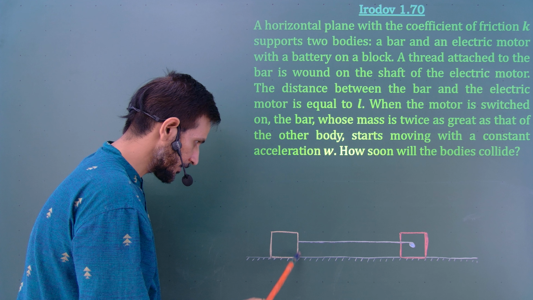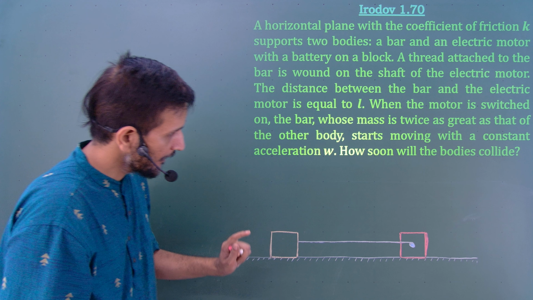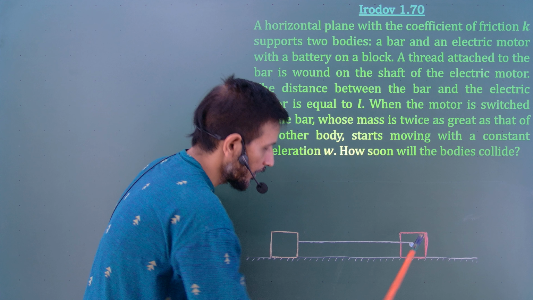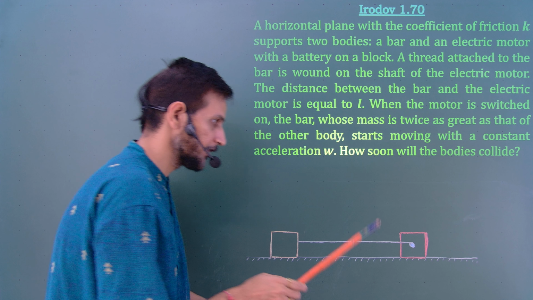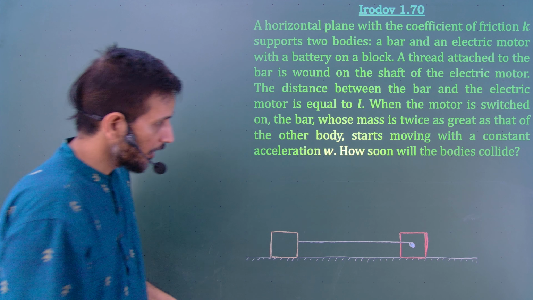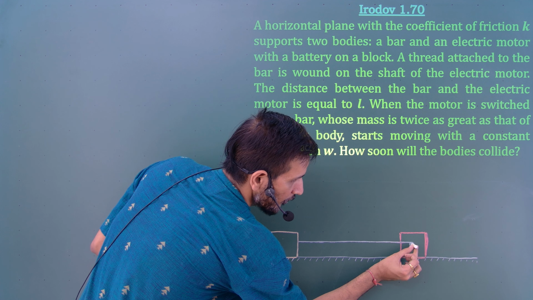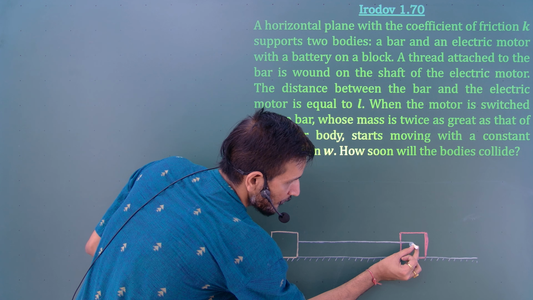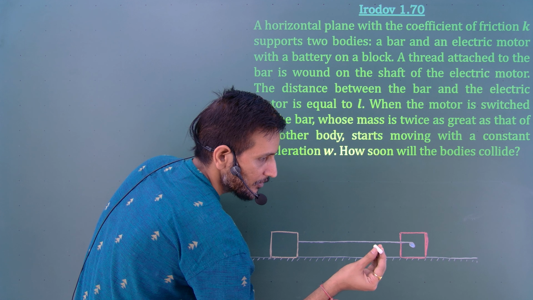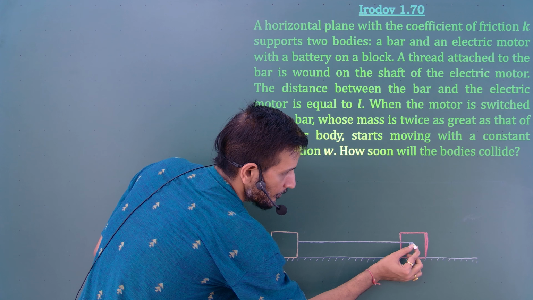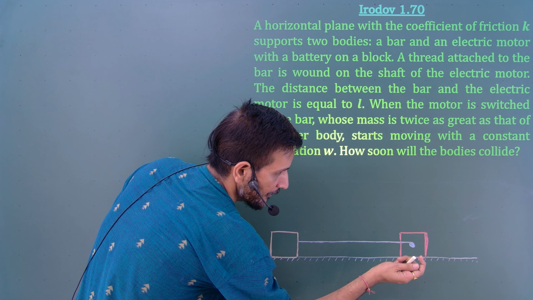There is a bar and there is a block. In this block, a motor is fixed. So, there is an electric motor and the shaft is, let us call the shaft, located in this direction. What is shaft? Shaft means there is a rod. When motor is on, this rod rotates.